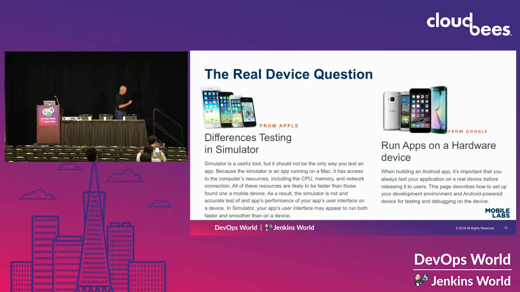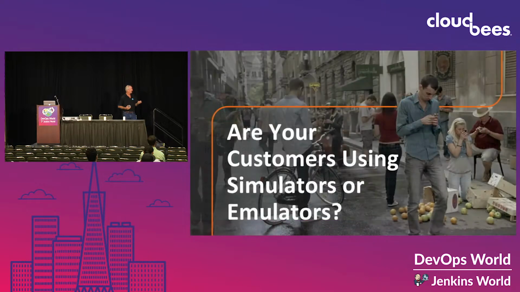Oh, here's the other reason why I recommend you test on a real device. Everybody has one of these handy, right? This is a real device. So your end users, how many of your end users are using a simulator or emulator? Now, our job as DevOps people is to deploy to a production-like environment. A simulator or emulator is not a production environment. This is a production environment. So you've got to deploy to a real device.